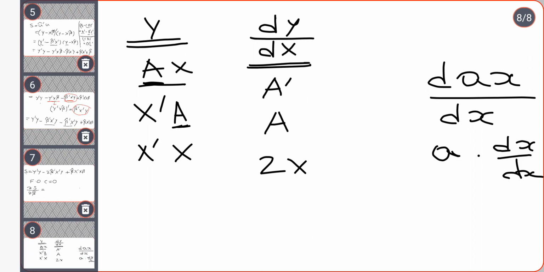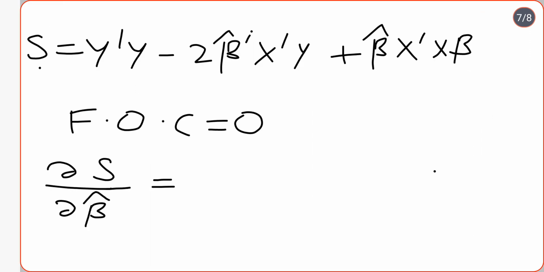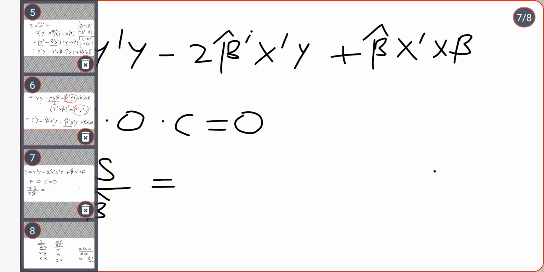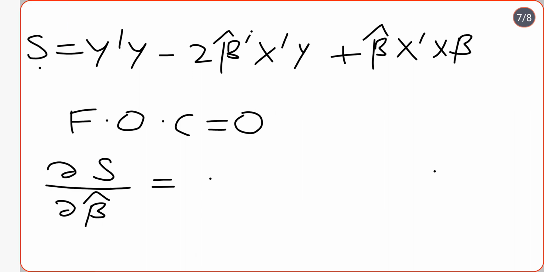Now if I go into this, at first we have y prime y, and if I take the partial derivative of y prime y with respect to beta hat, there is no derivative possible, so it will be 0. Obviously there is no beta hat present in y prime y, so the entire derivative will be 0. In this part, x prime y and minus 2 will be treated as constant and will come outside.